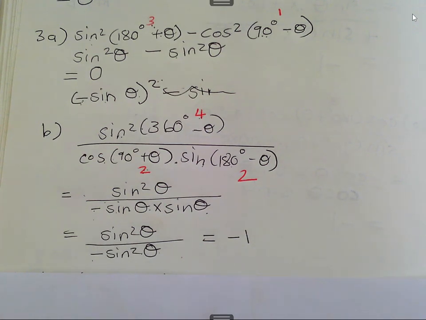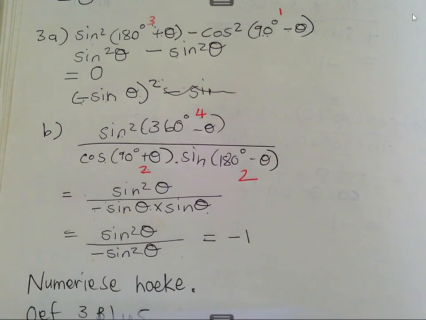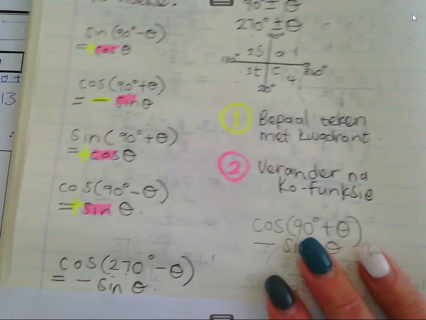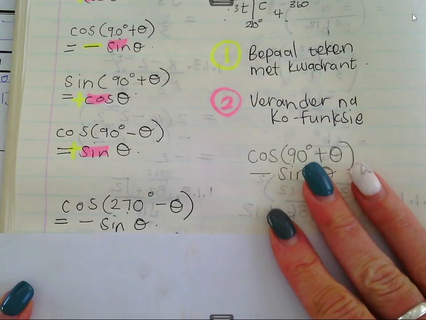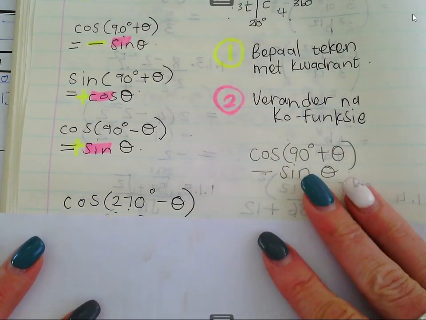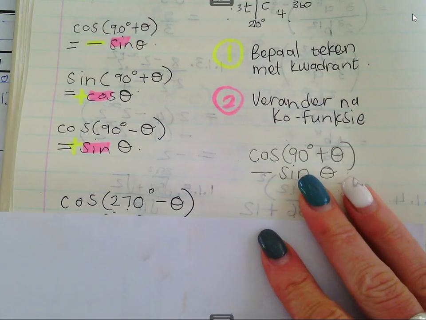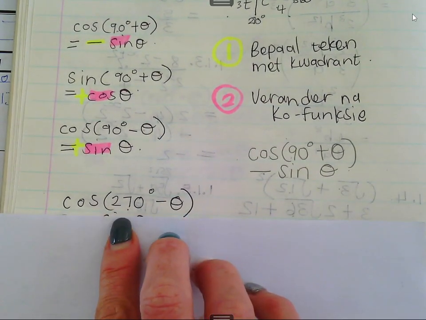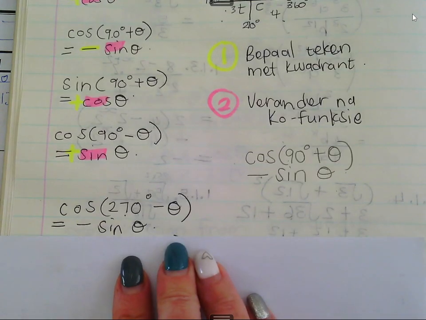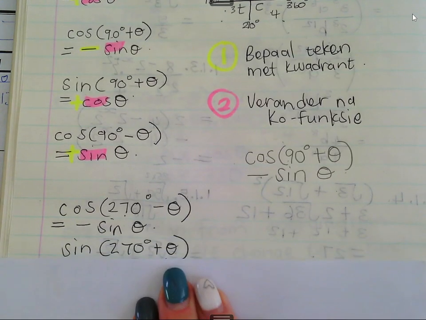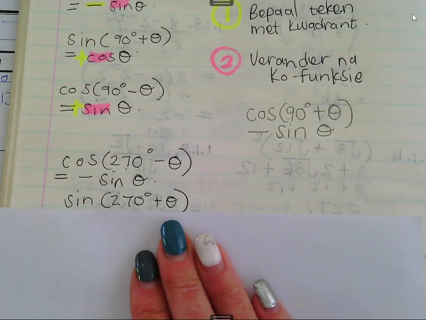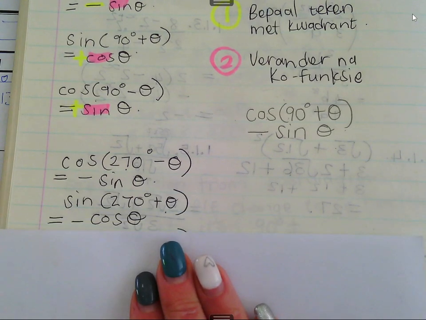Okay, are you fine? Then the last 3. 270 minus, which quadrant? Third. What is cos in the third? Negative, but it's 270, so it's sin theta. 270 plus, which quadrant? What is sin in the fourth? Negative, but it becomes cos.